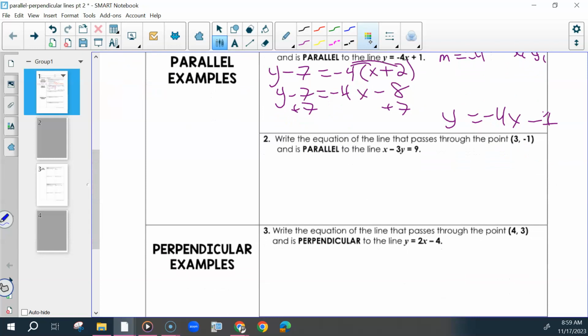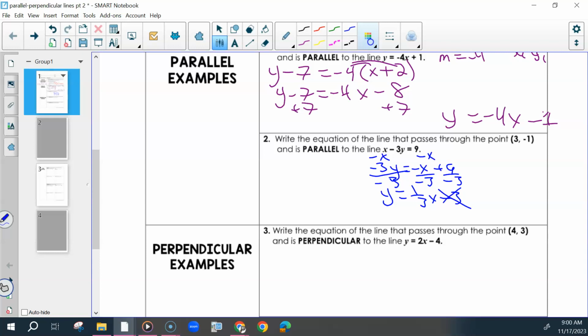How would we get this back into slope-intercept form? Subtract x on both sides. So -3y equals -x plus 9. Divide everything by -3. So we have y equals 1/3 x minus 3. This is not the answer to the problem. You only change the original to slope-intercept form. There's more work to be done. You cross out the y-intercept of that because you don't need it.